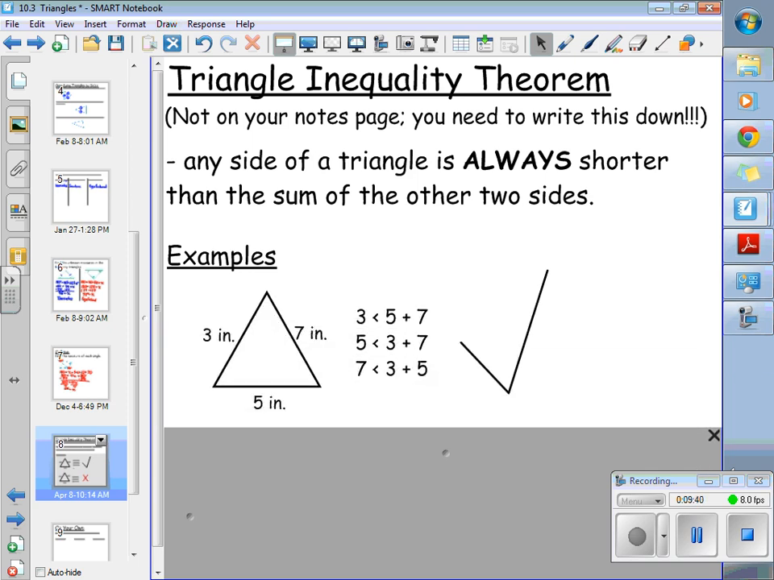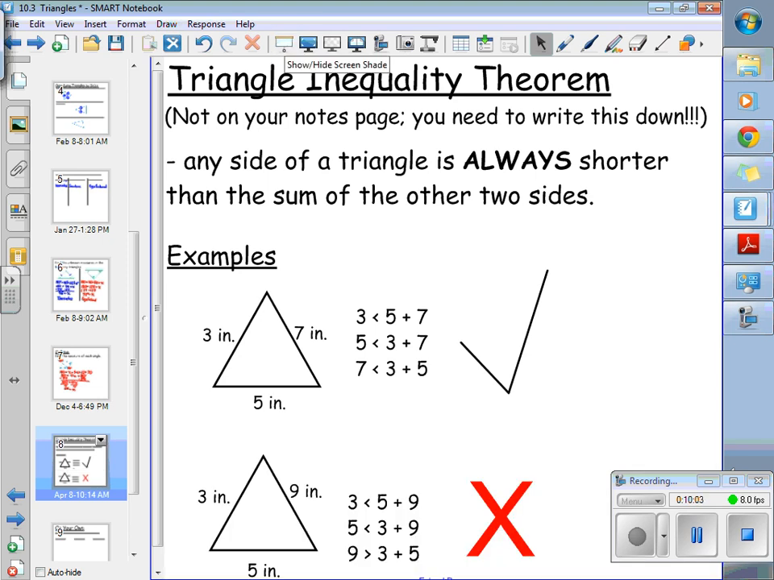So look at this. Here I have 3 inches, 5 inches, and 7 inches. 3 is less than 5 plus 7, that would be 12. 5 is less than 3 plus 7, which is 10. 7 is less than 3 plus 5, 8. So this one works out. We've got our check mark. Okay. Let's go down to our next one.